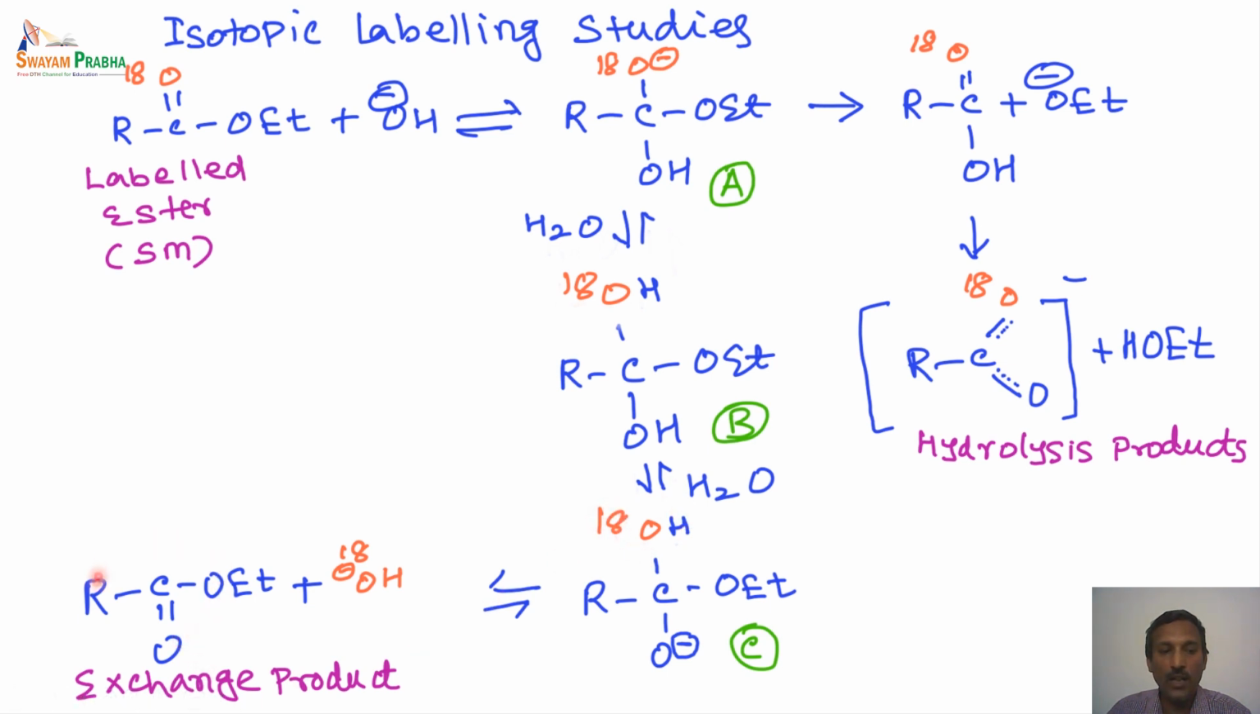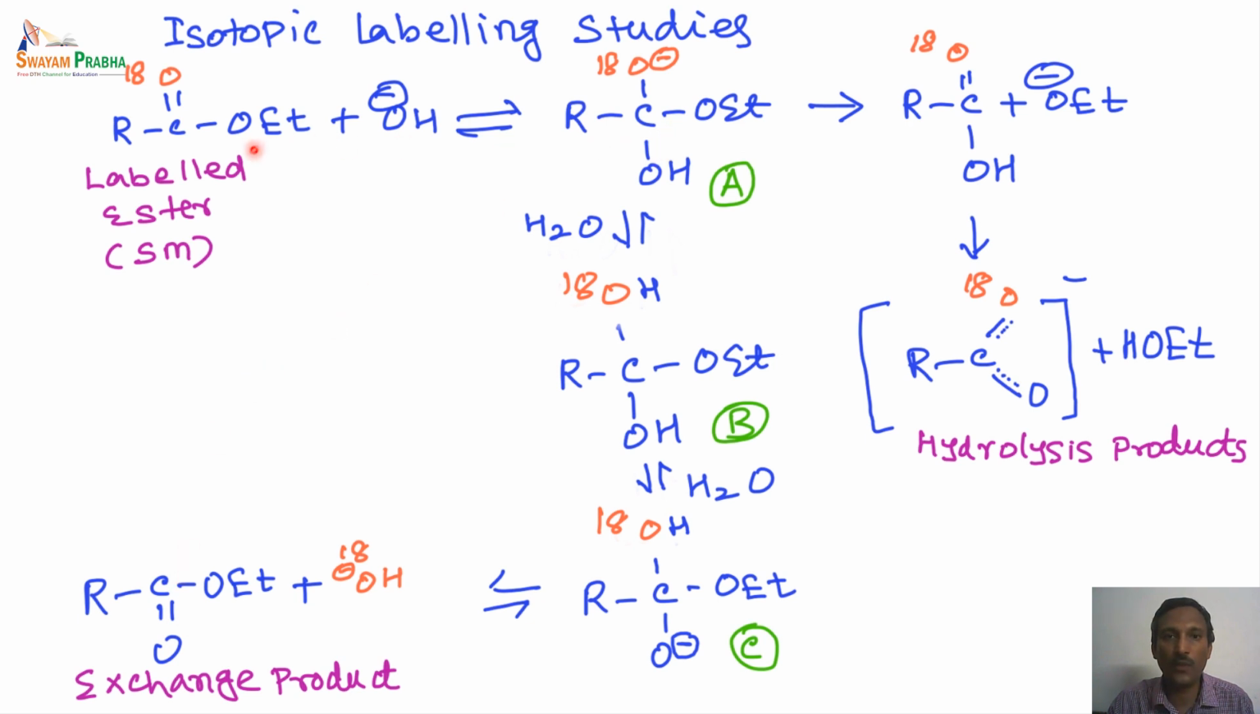So what we can end up with is an exchange product in which we no longer have the labeled oxygen. The starting ester has an O18 label, but the obtained product, which is the exchange product, does not have the O18. So if the reaction is stopped in between, the reaction mixture will have the labeled ester and the exchange product, which is again the starting material ester only. This is the starting material, but it does not have the O18 labeled oxygen.